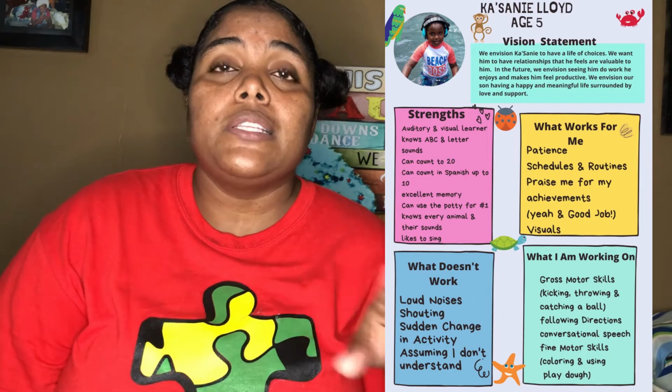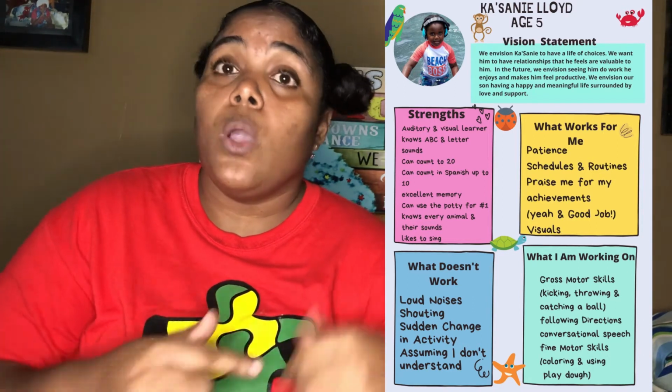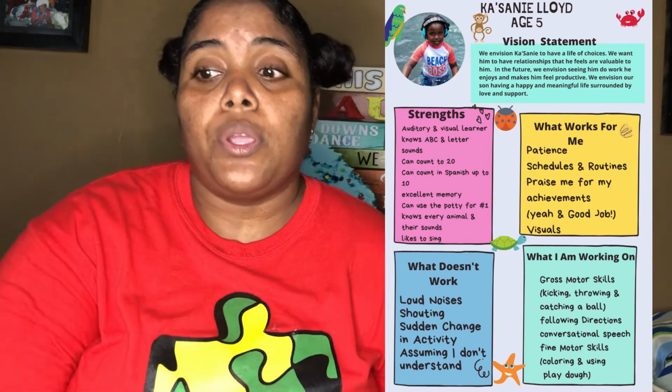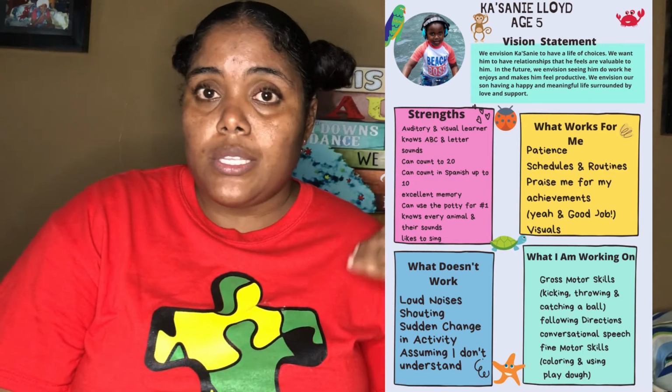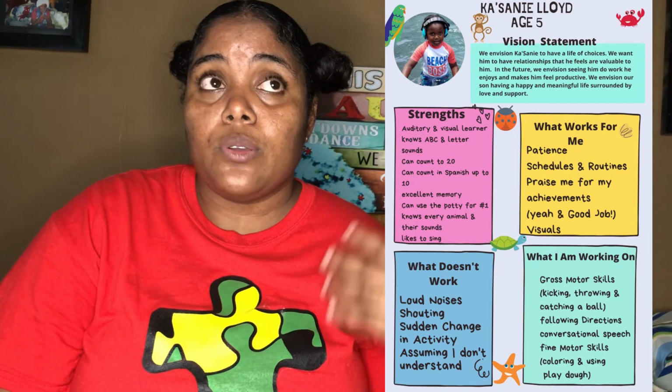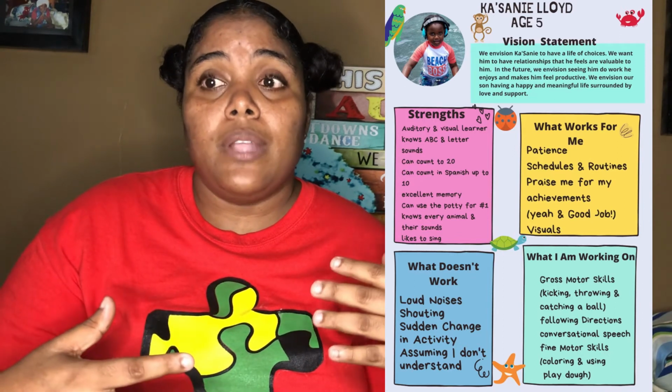And then I have 4 little boxes here. I have strengths, what works for me, what doesn't work for me, and what I'm working on. All right, so those are the 4 boxes that we're going to be focusing on. So you list all your strengths. So here for Kasani, I have his strengths. I have everything that he's good at.